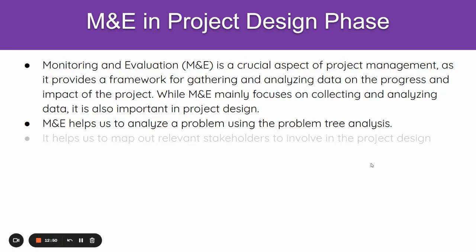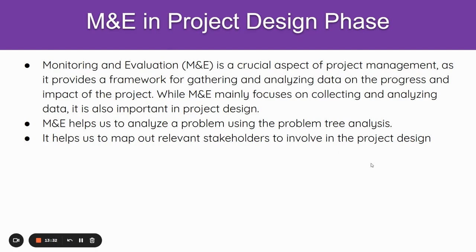Then we also look at how to map our stakeholders. Monitoring and evaluation will help us map out stakeholders who are relevant and must be involved in the design of the project. They call this stakeholder mapping. So stakeholder mapping is very important in project design. Before any project is implemented, that project must have identified its stakeholders from the initial stage so that we are able to work with every stakeholder at different levels and ensure that they are included in the project.